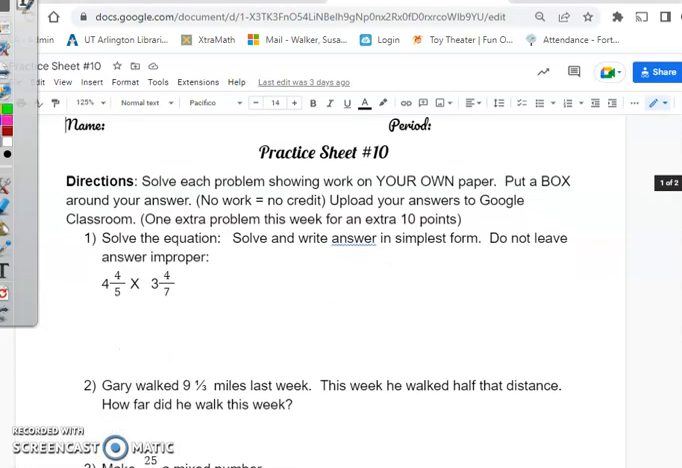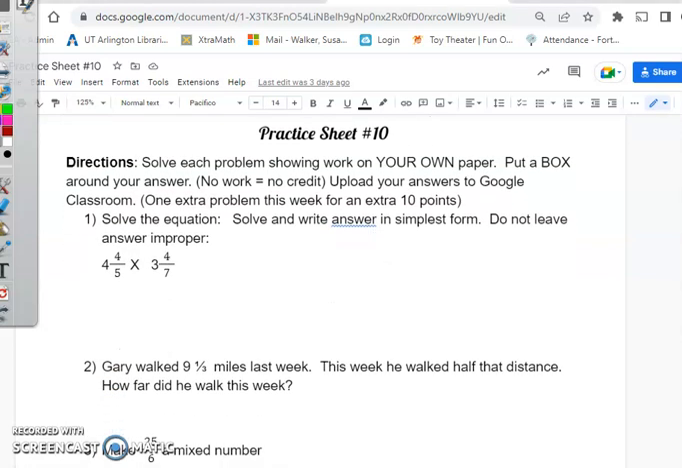Hey everyone, we're going to work on practice sheet number 10. So let's look at number 1. We've been doing these, but we're still going to practice together because we're having a lot of issues with this. So when we multiply, remember when we multiply or divide, we do Texas.